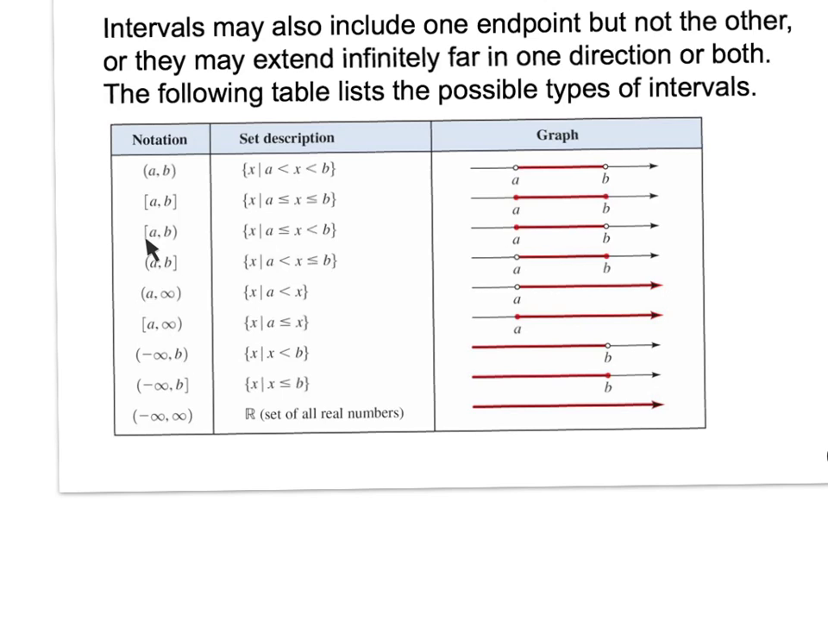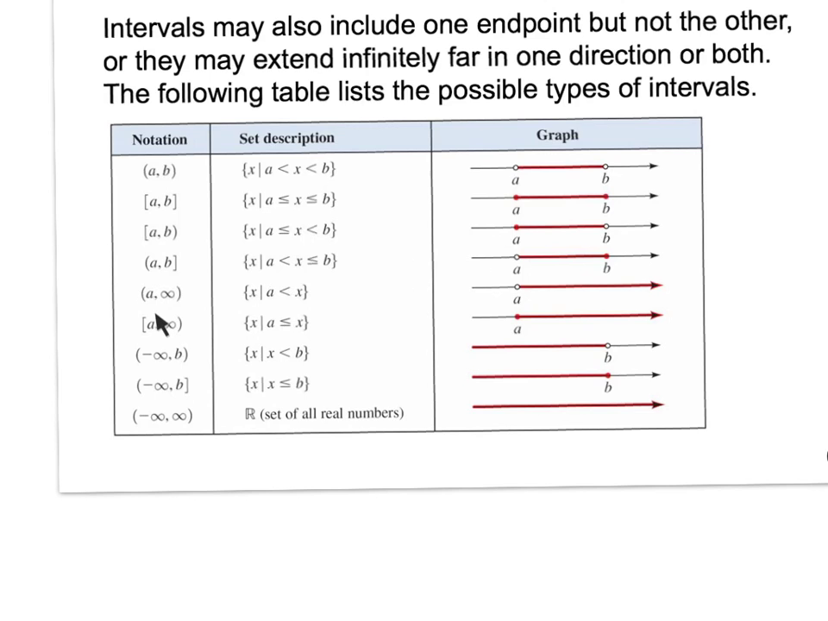Okay. Here's a mixed interval where we include A, but we don't include B. So we're going to have the less than or equal to on the A, but not on the B. And then you see we have the red dot filled in on the A, but not on the B. And then this is the opposite, where we have B included, but not A. So we're going to have the less than or equal to for the B, and then we have B filled in.